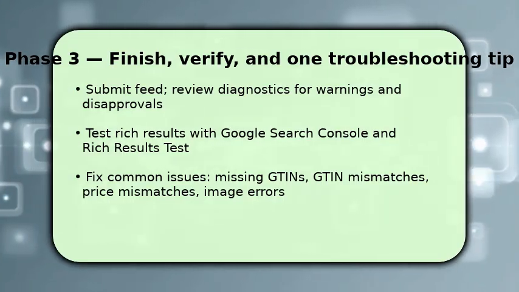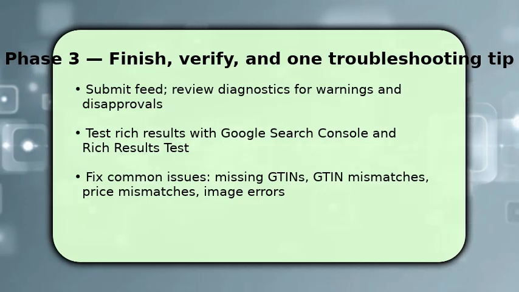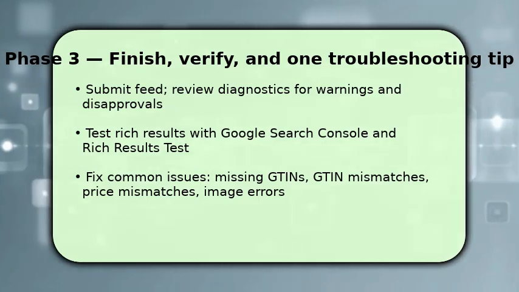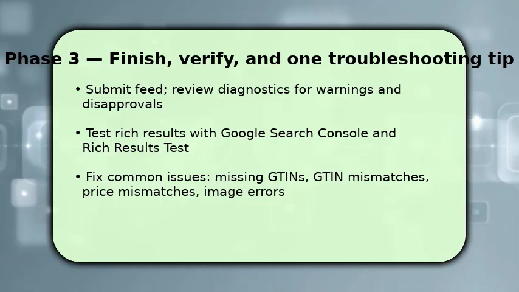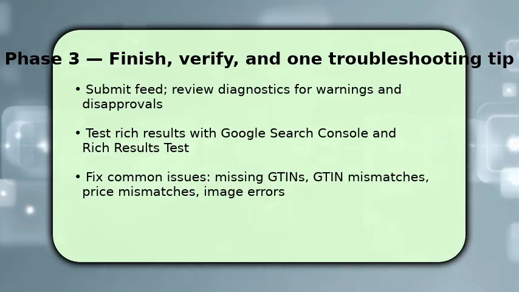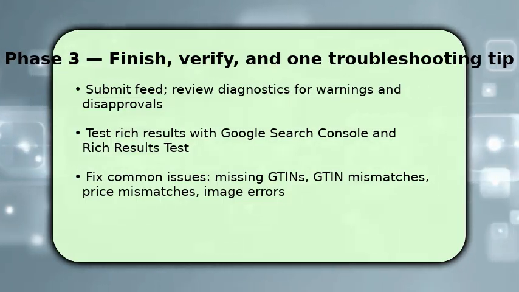Act on errors immediately. Once items show as approved, test live search snippets using Google Search Console, and the rich results test to confirm structured data and product snippets render correctly.